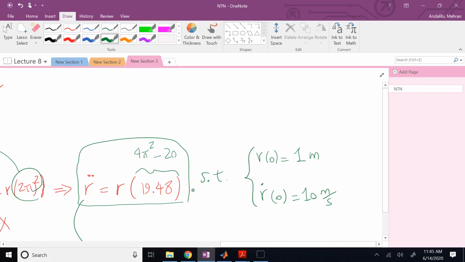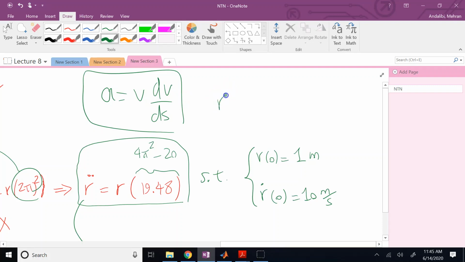Because here nobody cares about time. We wrote A, if you remember, as V dV over ds, right? This is what we did when we wanted to do the time-independent equation. In this case, I can easily show you that r double dot, which is d of r dot over dt, I write as d of r dot over dr times dr over dt. Right? I'm applying the chain rule.